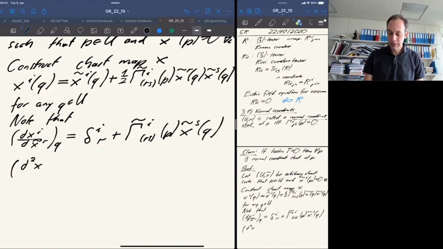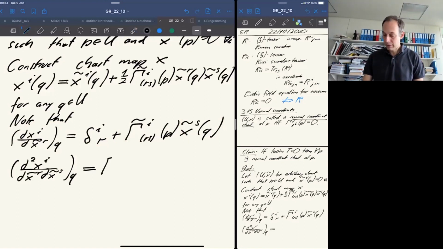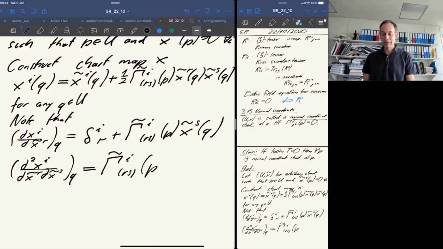Now we also need second derivatives, which I just write down here, at the point q. Here, of course, the delta function disappears because it's a constant. What remains is just the derivative of the second term. That's very easy because it's a linear term, so what remains is really this prefactor here.